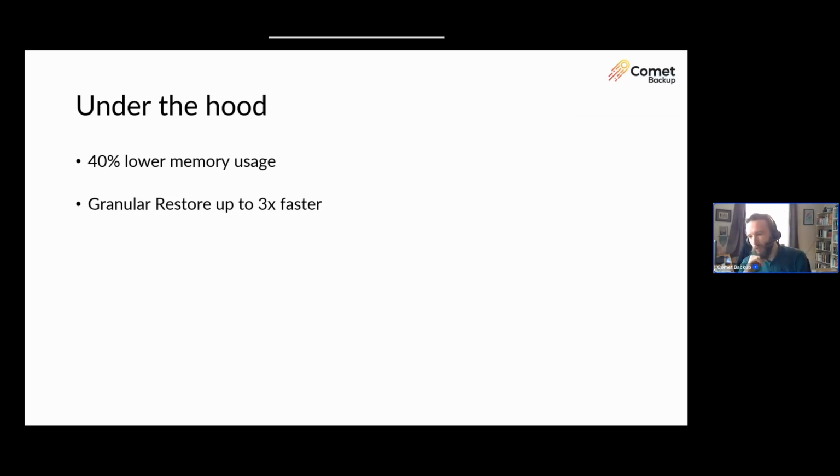Our guesses are really good and we do get them right, and that's why this headline number is 3 times faster. If we get the guess wrong, we have to download about 1% more data. So that's a pretty cheap overhead for possibly a pretty major 3 times speed improvement for granular restore. Major headline improvements for Comet 25.2 Rhea.